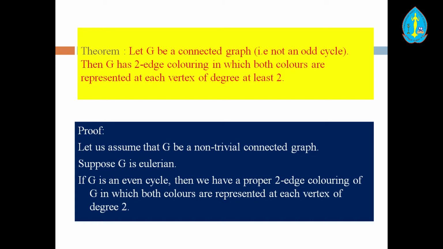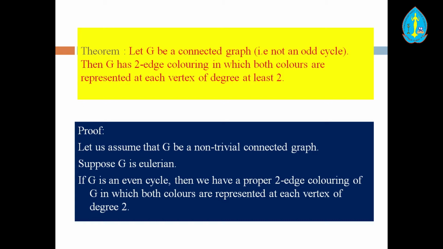Proof of the result. Let us assume that G is a non-trivial connected graph. That is, G has more than one vertex. A graph with exactly one vertex is called a trivial graph. Here G is a non-trivial connected graph. Therefore, G has at least two vertices. Suppose G is Eulerian.